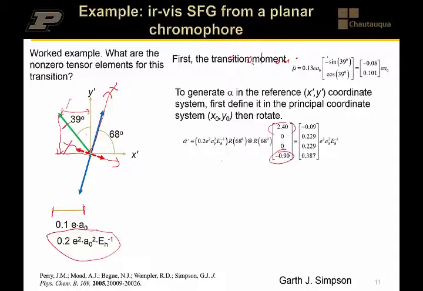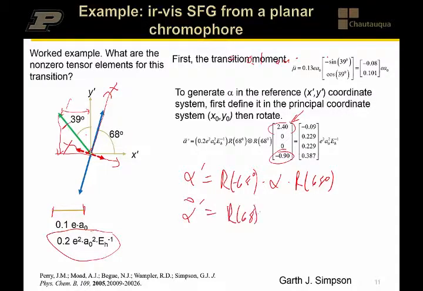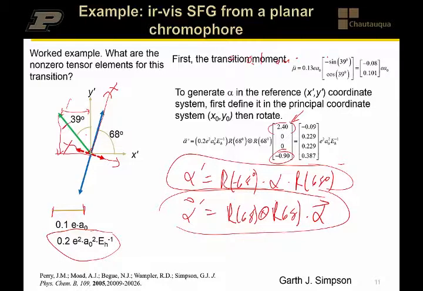Well, there's a couple of ways we can do it. We can say alpha prime equals R(68 degrees) times R(negative 68 degrees) times alpha times R(68 degrees), which is a coordinate system reference frame rotation. Or we can vectorize alpha and say that alpha prime vectorized is equal to R(68 degrees) Kronecker R(68 degrees) times alpha vectorized. So in vectorized notation, either way works for this particular case. You can either rotate the matrix or you can vectorize and rotate the vector. In either case, we get the same result.